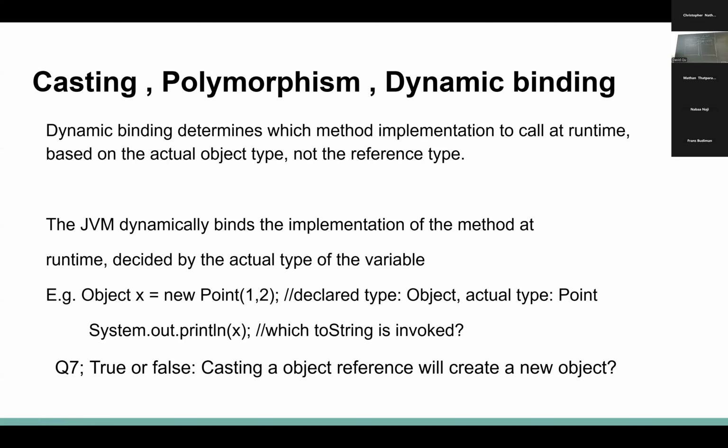The running type. So the toString function in Point will be invoked, because even though the declared type is Object, when we're trying to invoke the toString function, it will still go back to the running type, which is Point. So the toString function declared in Point will be invoked here.